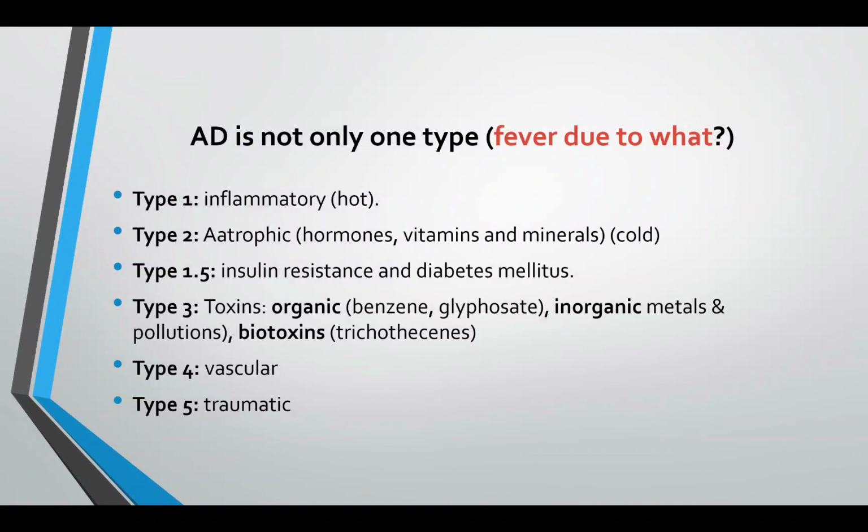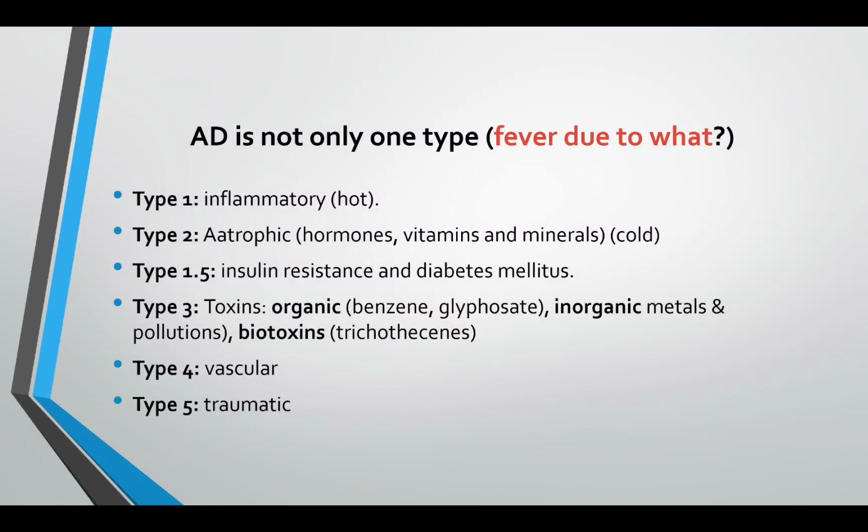And Dr. Bredesen has classified Alzheimer's disease into 5 types. The first type is inflammatory, the second type is atrophic, when there are not enough nutrients, and type 1.5 is insulin resistance, type 3 is due to toxins, type 4 is vascular, and type 5 is traumatic. So when we have a patient with Alzheimer's disease, we need to know which type this patient is, and sometimes the patient falls into a category of 2 types at the same time.